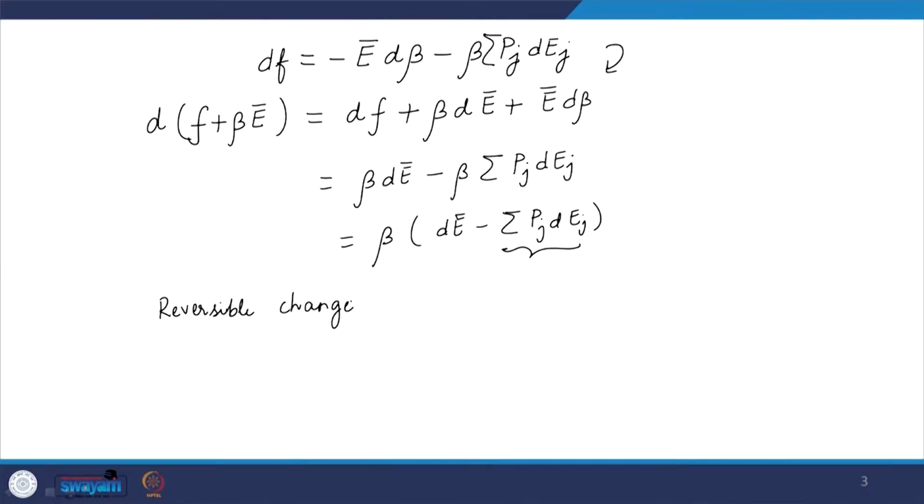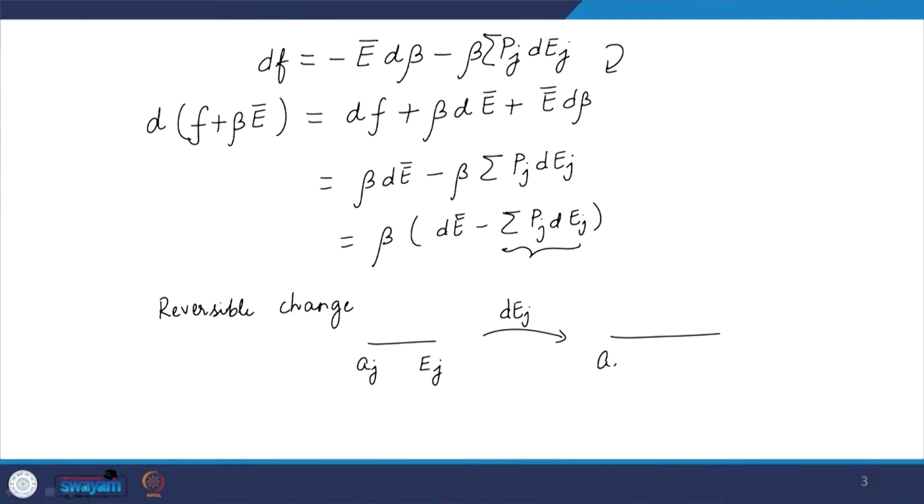So, what will happen then is if you had some systems Aj which had energy Ej, after doing this kind of work, the energy of those particular states will change from Ej to Ej plus dEj. The key point is that the occupation level of states are not changing, only the energy level of a particular state is changing when I am doing the work.